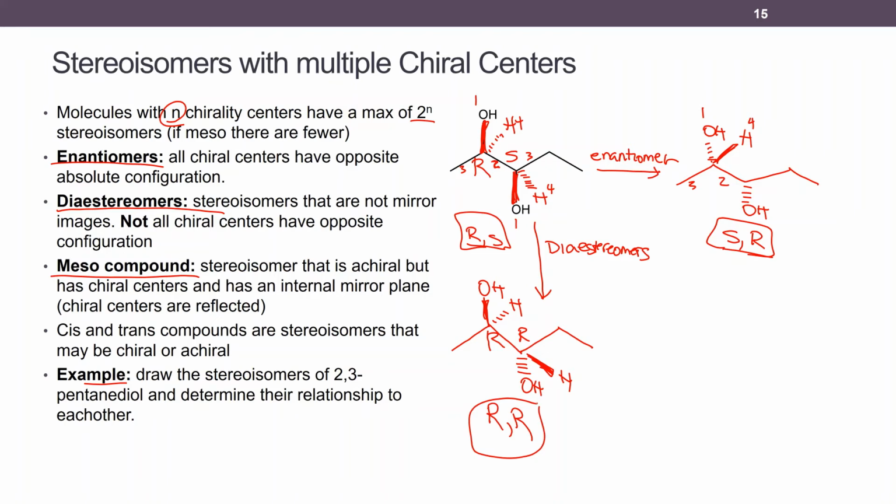So we're still missing the SS, which is the enantiomer of RR, and the diastereomer of the other two molecules that I have written on the board. So if I invert this hydroxide, so now I'm inverting RR, invert OH. Okay, so these are enantiomers.